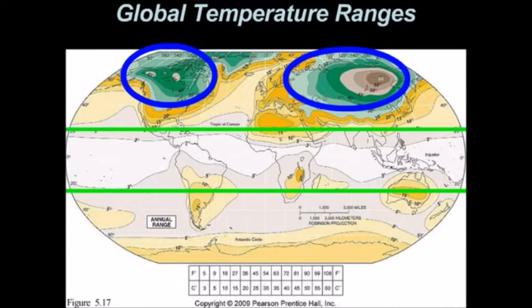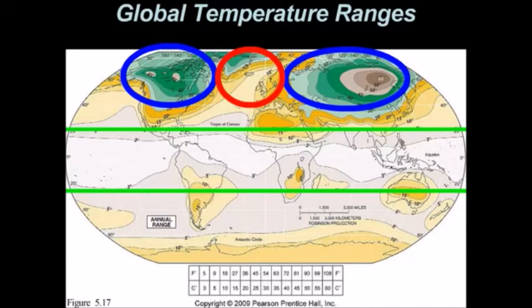But if we look deep within the continents, inside those blue circles, we think the deepest we could go within a continent in North America would be somewhere in northern Canada. The deepest we can go inside the continent of Asia, somewhere there in central Russia, and those are two places that have a very big temperature range throughout the year.